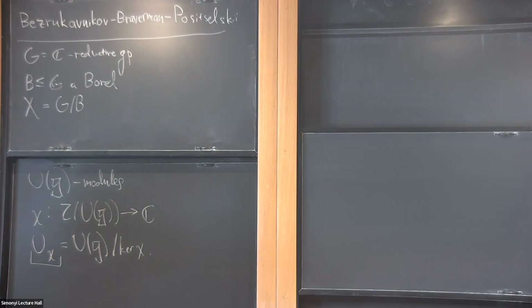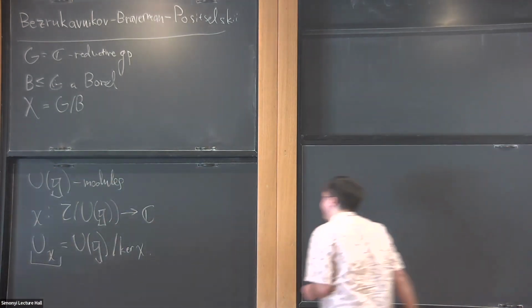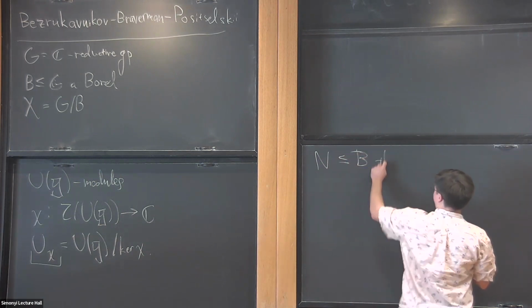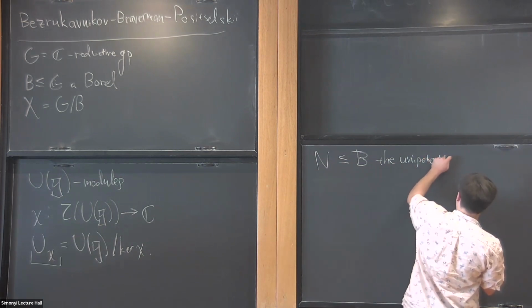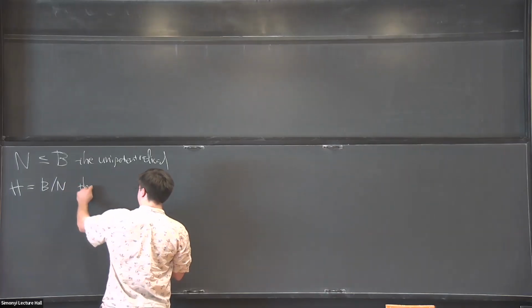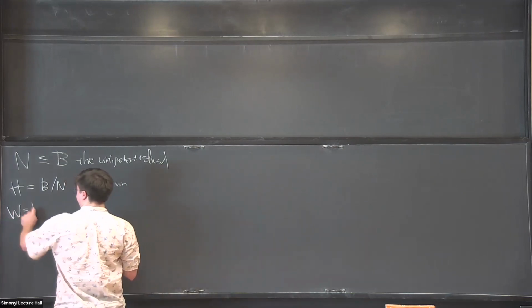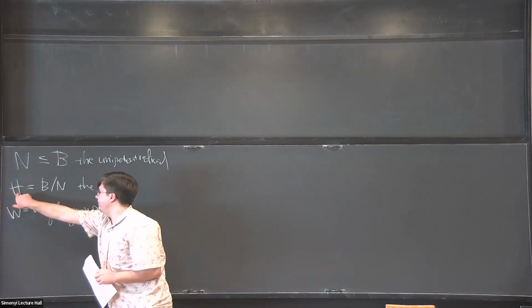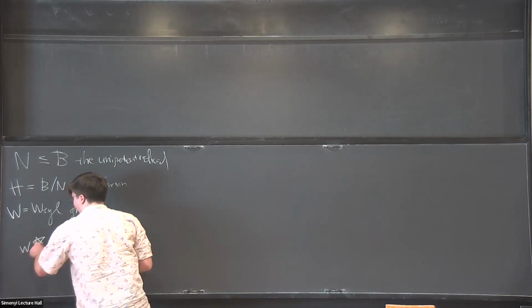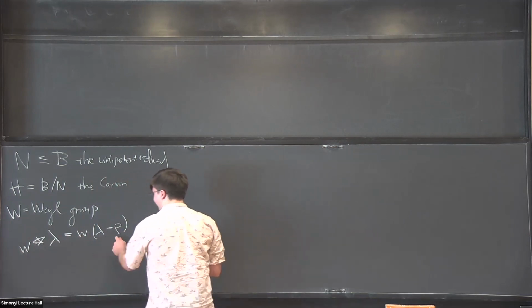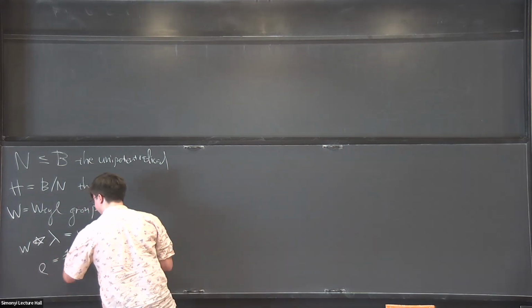Great. So this is now part of the setup, and now we have to make some annoying rho shift conventions. I'll take N in the Borel, the unipotent radical. And H is the universal Cartan, so you can think of it as B mod N, or as a maximal torus. And then let W be the Weyl group. The Weyl group has the usual action on H, like the dual of the Lie algebra of H, but we're going to shift it slightly. I'll use this little asterisk to mean the following rho-shifted action of the Weyl group. We take the usual action on lambda minus rho, and then we add rho, where rho is the half sum of the positive roots.